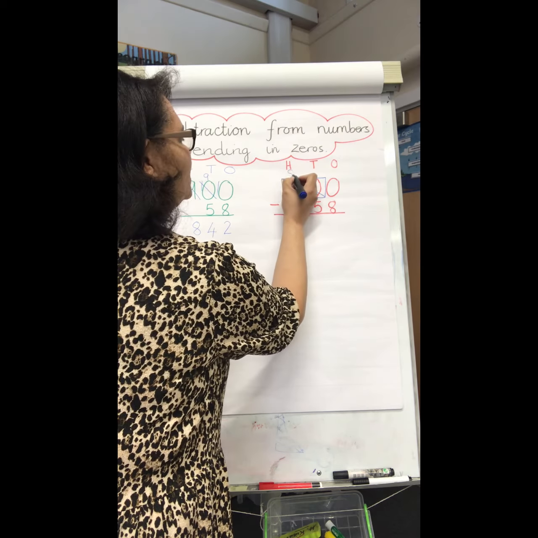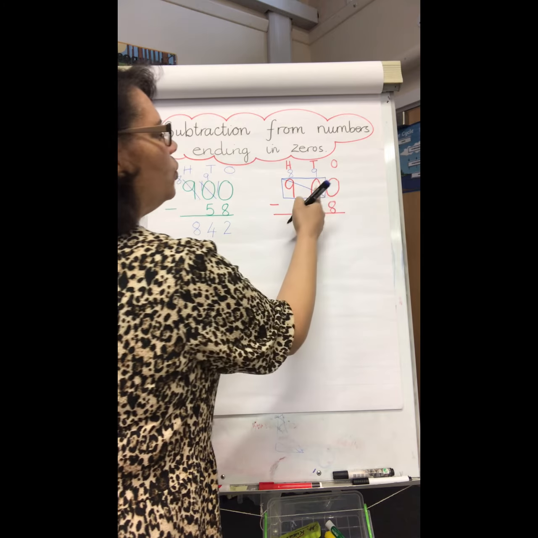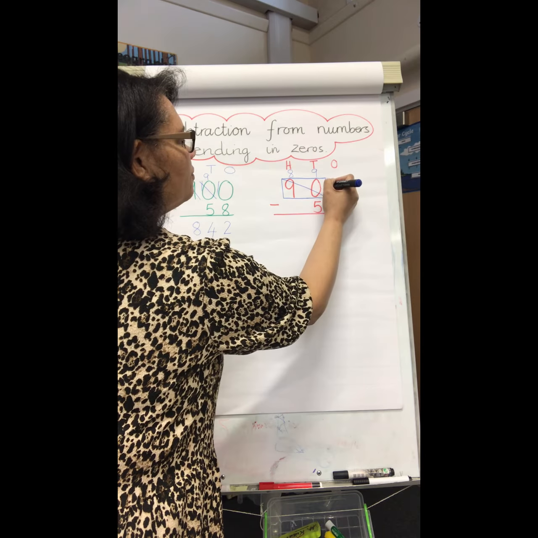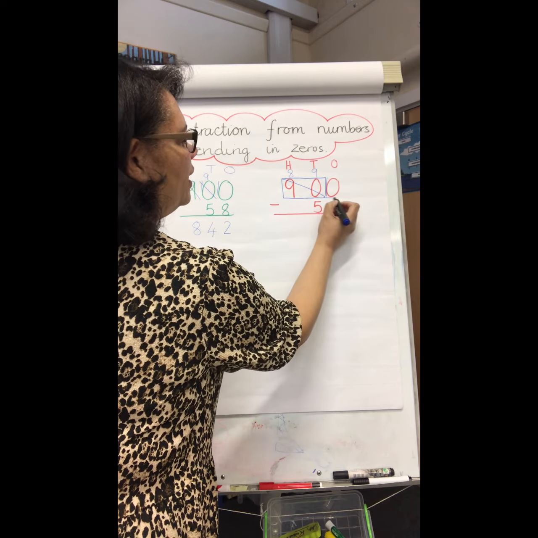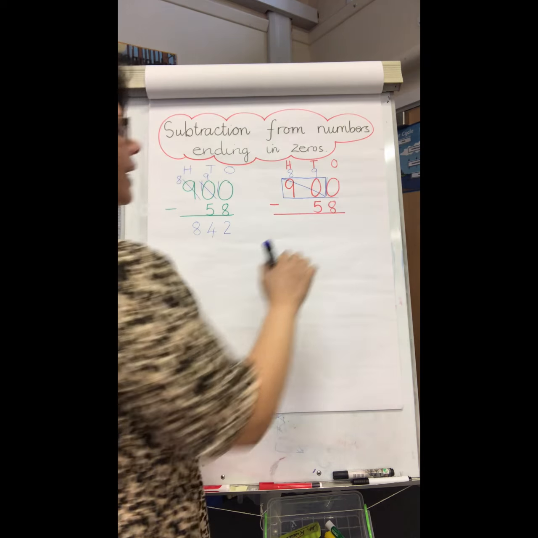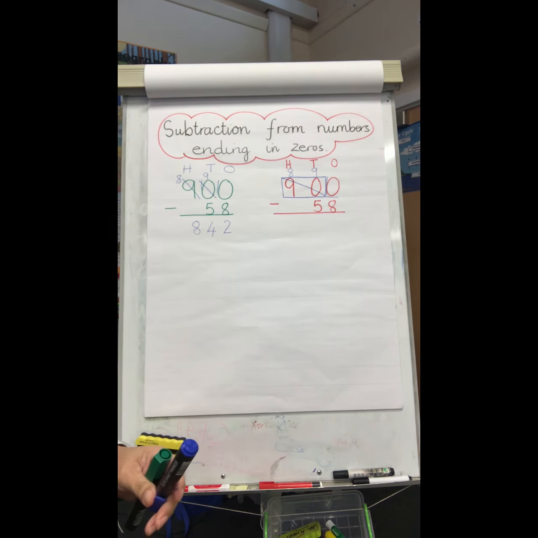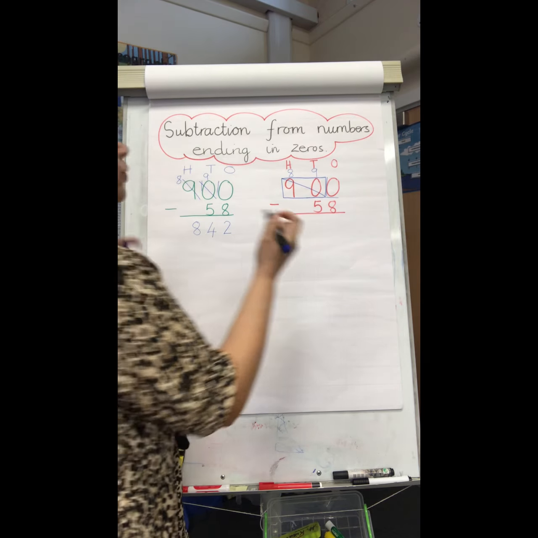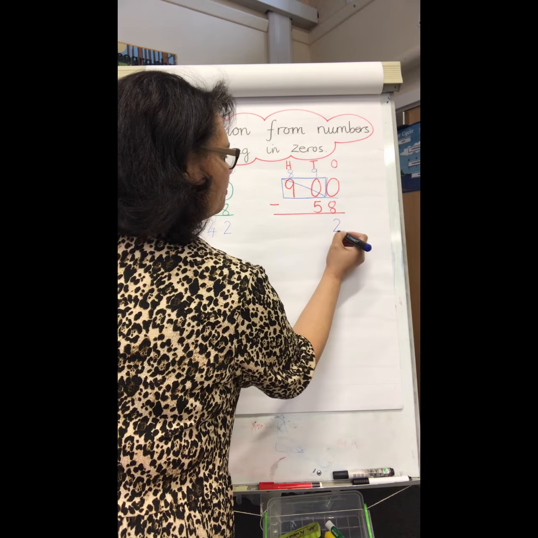So I'm going to put 89 up there. And the one that I took away that they are giving me, I'm putting it here. So my new number now is 10. So what is 10 take away 8? 10 take away 8 is 2. Let's put that 2 there.